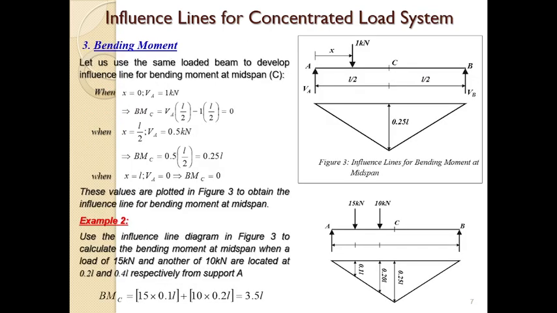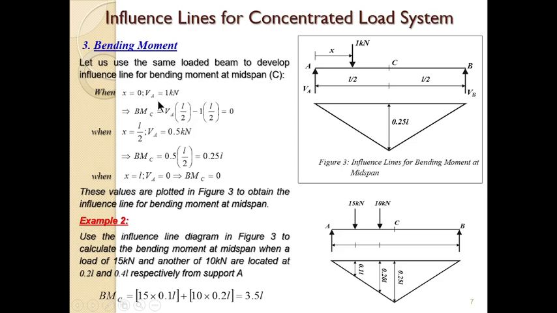So let's look at the influence line for bending moment. And remember, all this we are looking at is for a concentrated load. So let's use the same loaded beam to develop the influence line for bending moment at midspan. So this is the beam, our usual 1 kilonewton load at a variable distance x across the beam, reaction at A, reaction at B. When x equals 0, when this 1 kilonewton load is directly on top of A, what will be the reaction? Reaction at A will be 1 kilonewton.